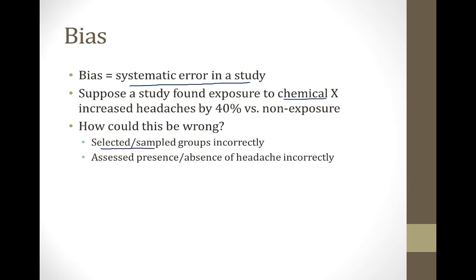Maybe we selected or sampled the groups incorrectly, so the people that we thought were exposed weren't really exposed. Or maybe we assessed the presence or absence of headache incorrectly, so the people that we said did have a headache didn't really have a headache. So what we're going to do in the rest of this module is go through the many different forms of bias that you need to know, especially for Step 1, and talk about how they influence the study results.